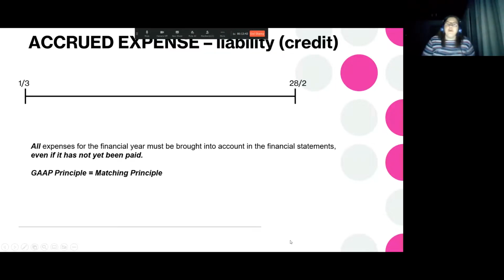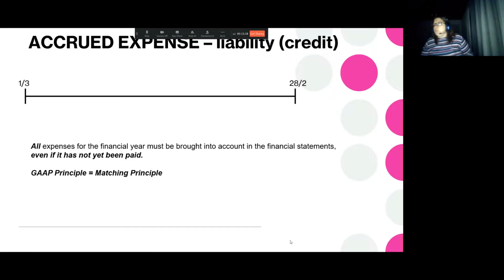Then we have accrued expense. Accrued expense is a liability and therefore it credits. So all the expenses for the year must be brought into account in the financial statements, even if it has not yet been paid. Because according to the matching principle, we need 12 months of income minus 12 months of expenses to calculate the 12 months of profit. Therefore, even if we haven't paid for that full year's expenses, we must still bring it into account.